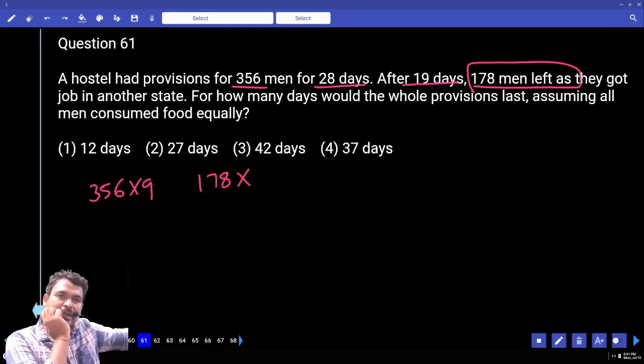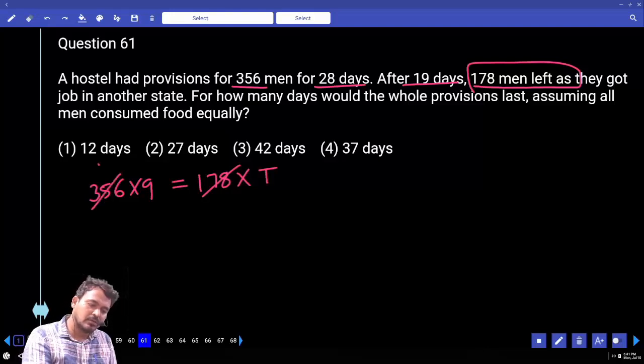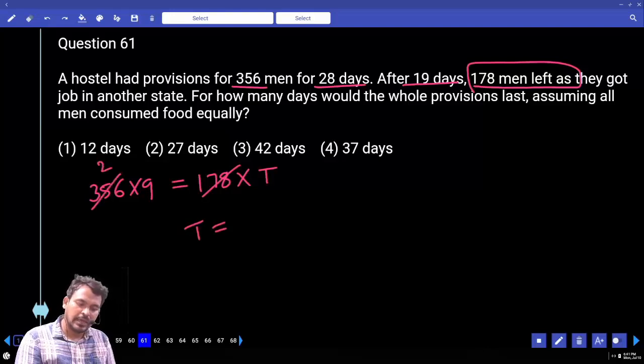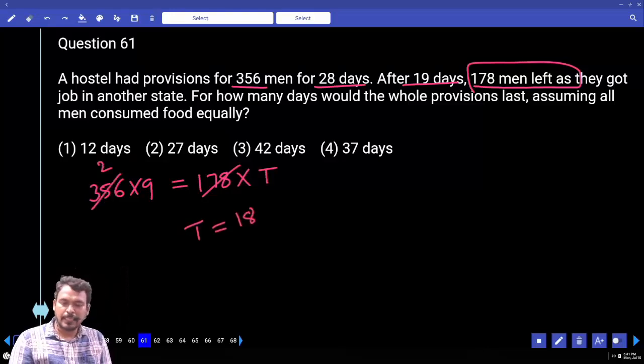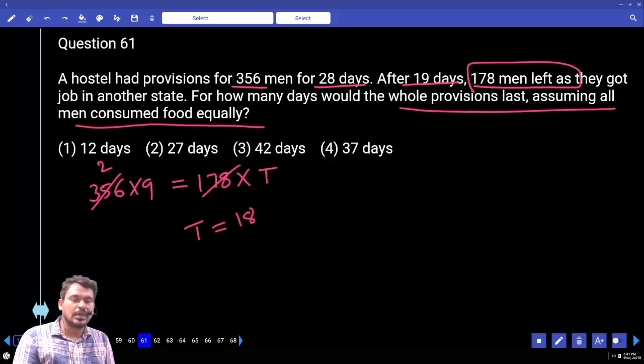Okay. Left hand side is remaining food or completed food? Remaining food. Right hand side also remaining food. That will be only for 178 persons or all the persons? 178. 178 persons for some time or total time? Some time. And 178 is how many times here? 2 times. 2 nines are 18. What is the question here? All provisions last, assuming all men consumed food equally, means we required the total time.